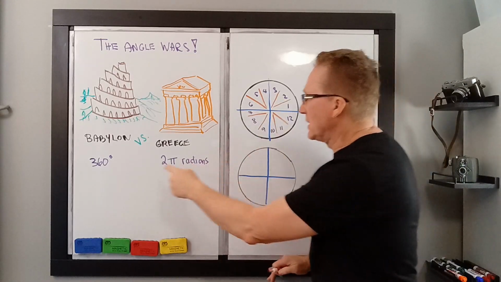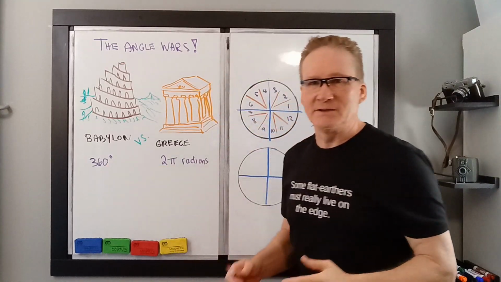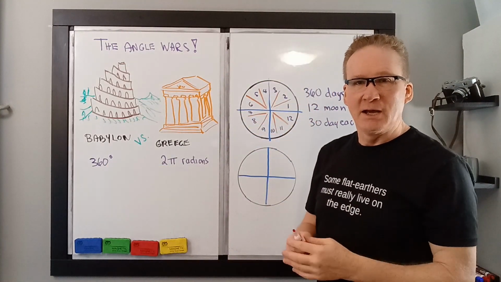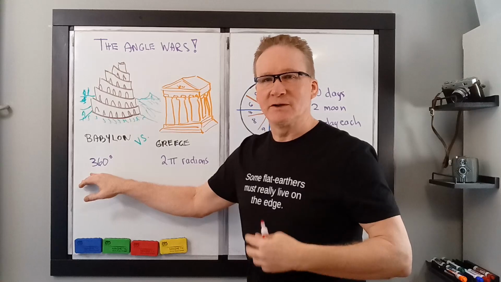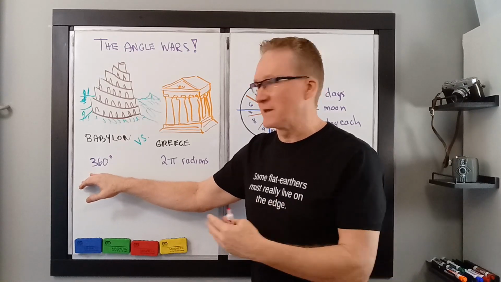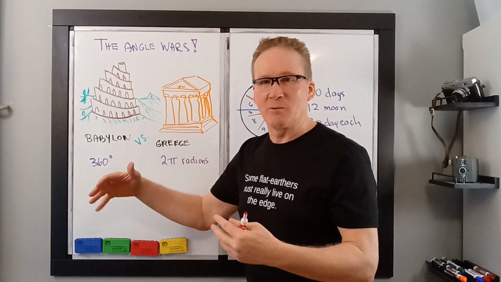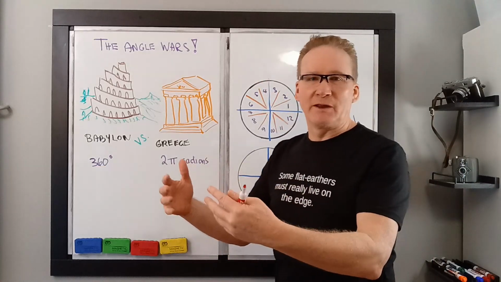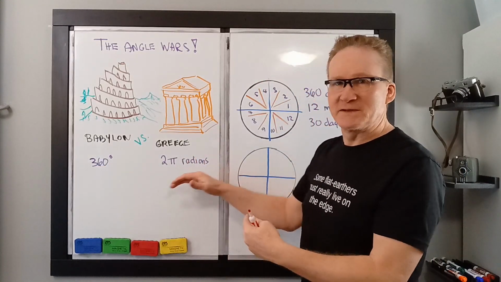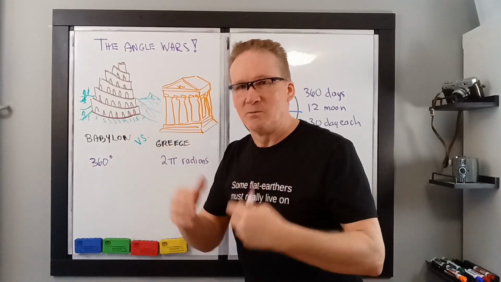So this is where we get our 360 degrees in a circle. Children today will learn circles, will learn angles using this Babylonian system of measuring angles. It's the most common one. Even scientists, when they're doing science, they'll use a different system, but they'll use this system in their normal everyday life.